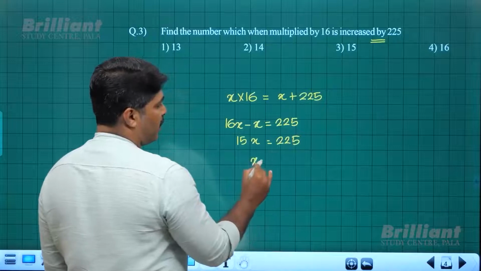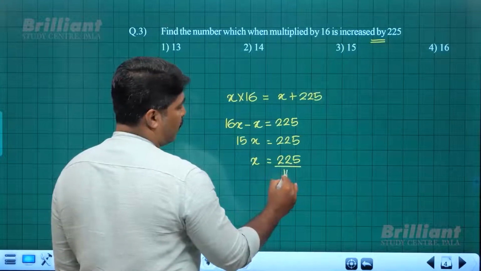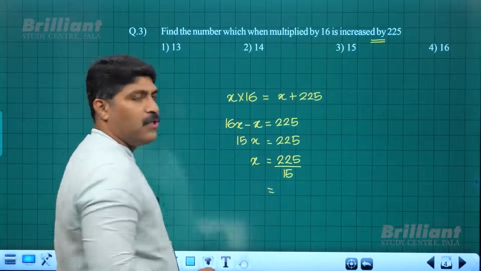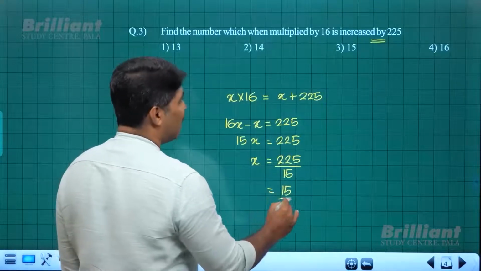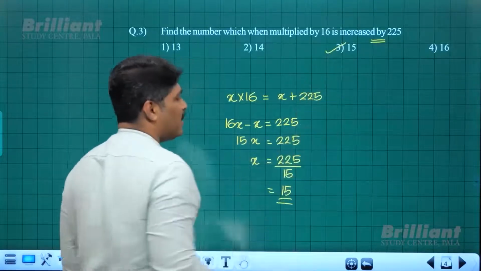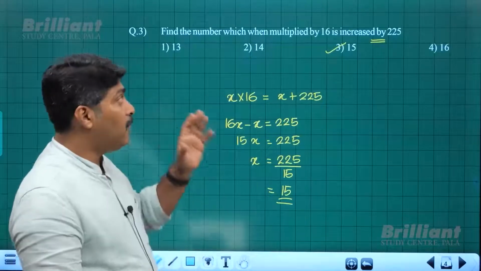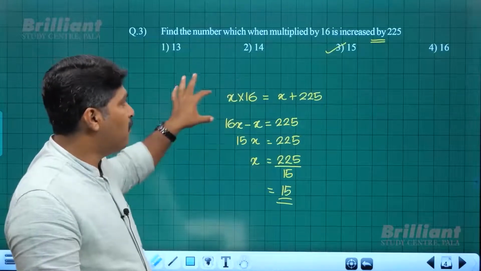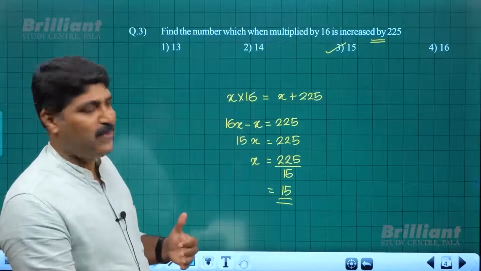Therefore, what is the value of x? It is 225 divided by 15. As we know, 225 is the square of 15. Therefore the answer is 15, option 3. So understand that algebraic translation part: how to convert the given statement into the form of an equation or algebraic formation. Like that, we can do it.